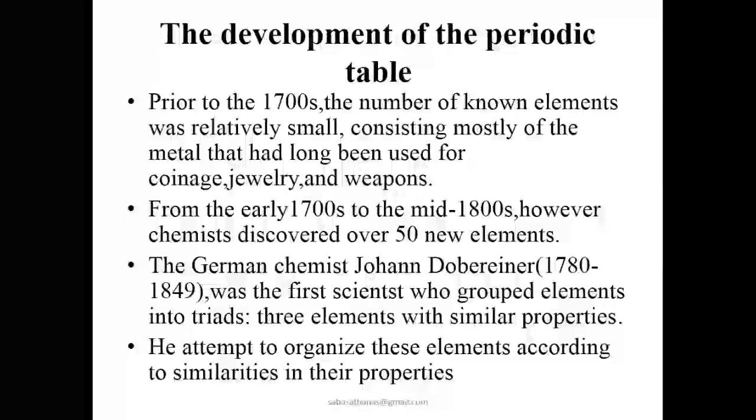Lakini mwanzoni mwa hiyo 1700 mpaka katikati ya 1800, however, chemists discovered over 50 new elements, wakaendelea kugundua. Kwanza zilikuwa chache tu, lakini kadri miaka zilikwenda wakaendelea kugundua. Ni kutokana na ideas zilizopatikana kwa wanasayansi wa mwanzo kabisa, kina bwana Democritus and Leucippus, the founder. Sasa hiyo 1780 mpaka 1849 huyu Mjerumani mkemia huyo John Dobereiner was the first scientist who grouped the elements into triads.